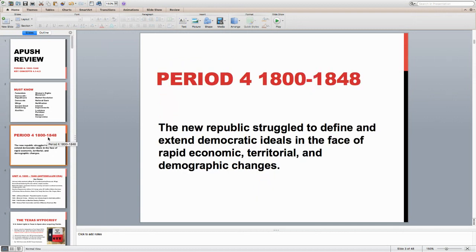Our period from 1800 to 1848, we got two key dates. 1800 is the election of Jefferson. 1848 is our Seneca Falls Convention. The new republic struggled to define and extend democratic ideals in the face of rapid economic, territorial, and demographic changes. So we talked about the territorial changes. There's lots of territorial changes in this time period, but the extension of democratic ideals and the economic changes we haven't yet talked about.